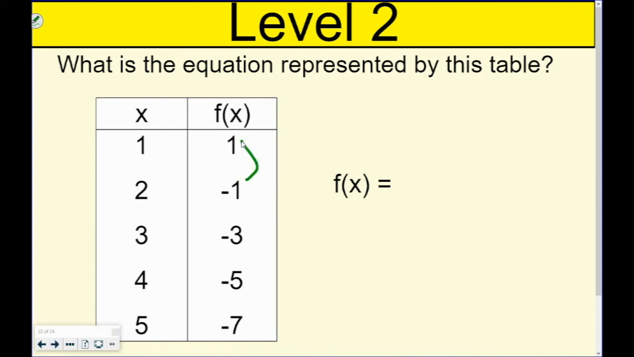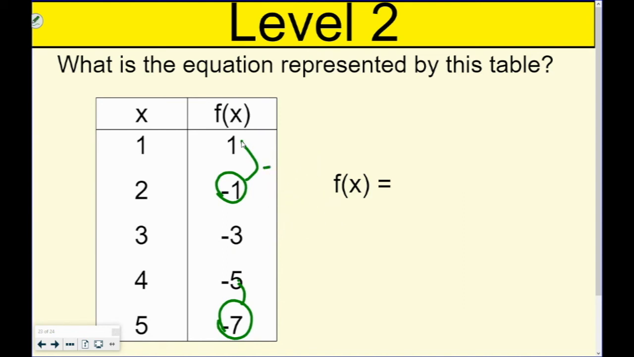Ooh, this one's kind of tricky because it's got negatives. So what I'm going to do is I'm going to use that trick that I talked about. Take your second number and you subtract the number in front of it, which is the first number. And you could do any one of these. You can start down here and subtract 1 in front of it. You could start here and subtract 1 in front of it. It doesn't matter which one you use. -1 minus 1 is -2. So my change here is -2.